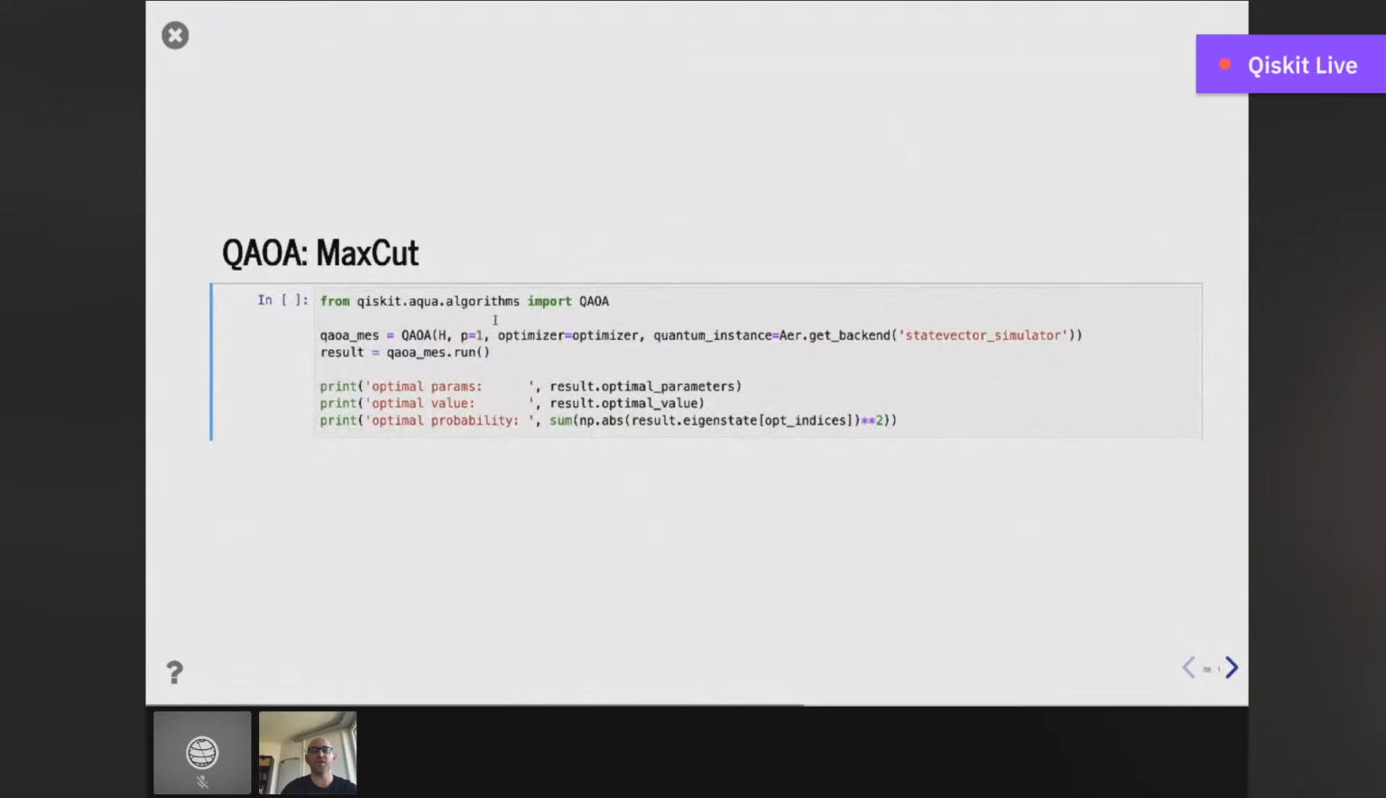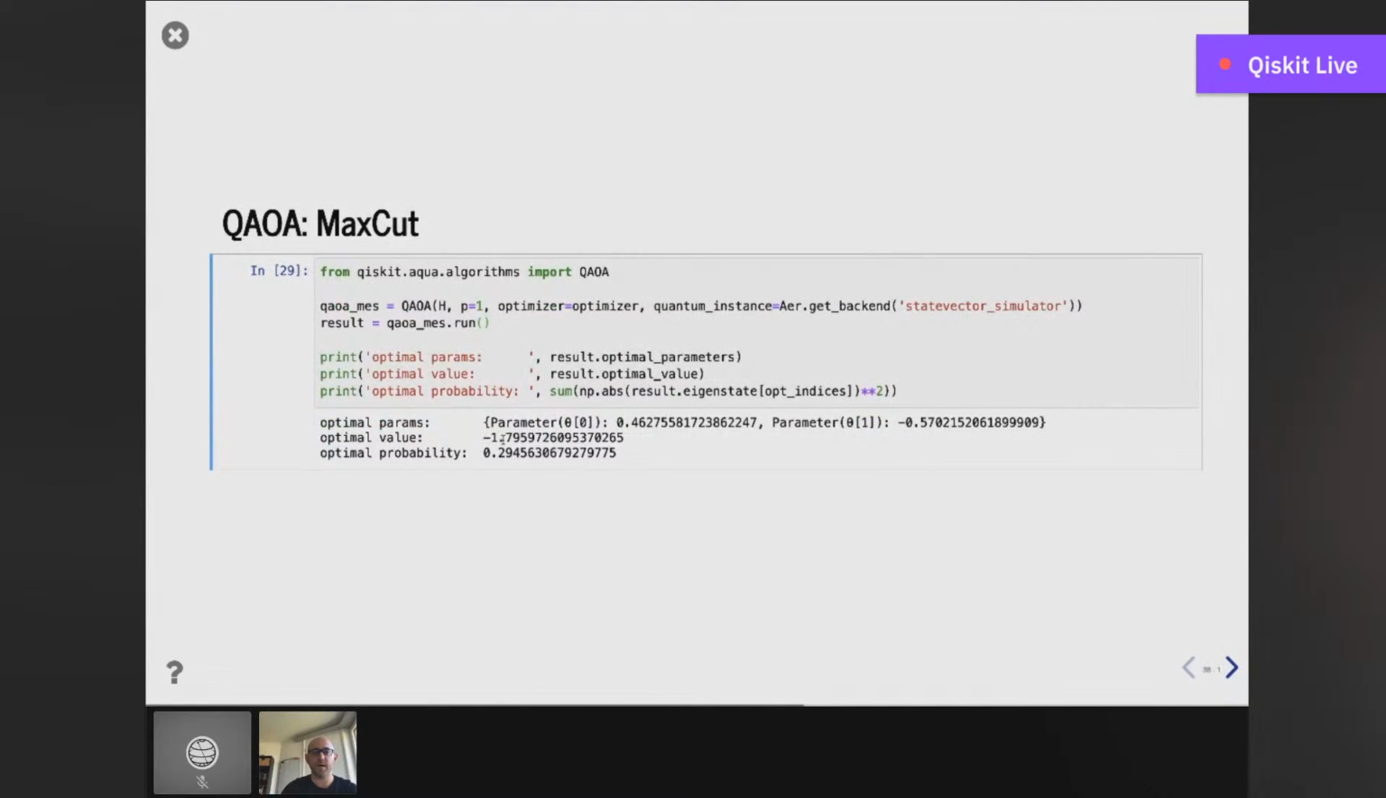Now let's see how QAOA actually performs for MaxCut. So we initialize QAOA imported from Qiskit. We give it the Hamiltonian. We set the depth that we want. So we want one step. We give it the classical optimizer, and then we give it the backend and we run it. And now you see we do not get -3 anymore. The value we get is -1.8 roughly. You see the optimal parameters that we get out. But for this small problem, we can evaluate the probability of measuring an optimal solution. You see this is around 30%, which is not too bad.